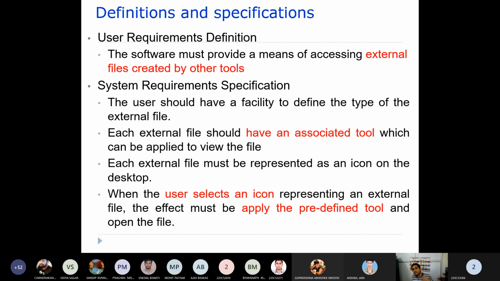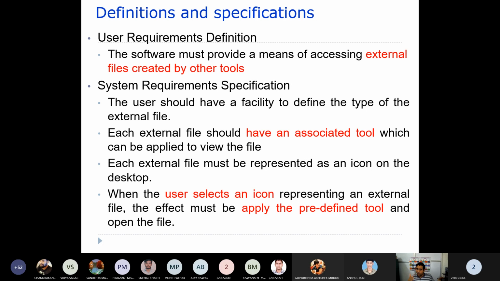As I told you, the more detailed description of those services is provided in the system requirements. So the user should have a facility to define the type of external file. That means the user can decide the type of external file he wants to open. Let's say he wants to open a PDF file. There should be an option: whether you want to open a PDF file, a doc file, or a txt file. The user should choose that particular option.